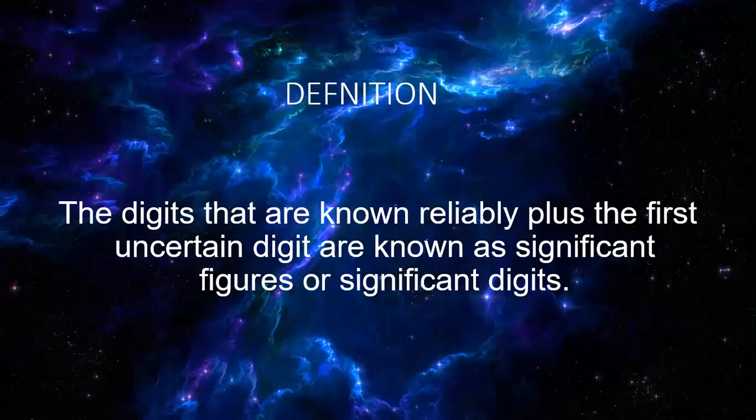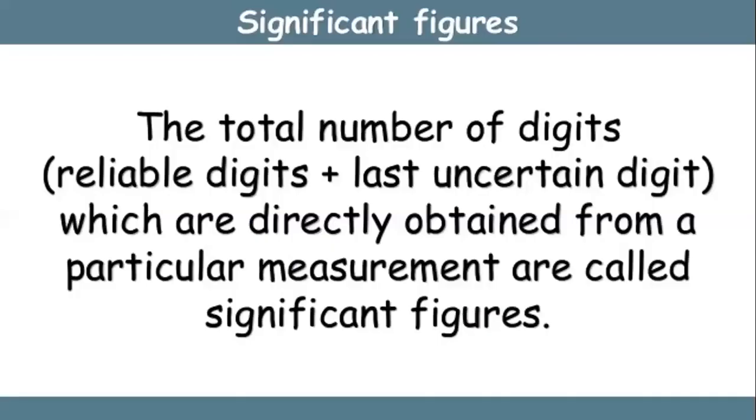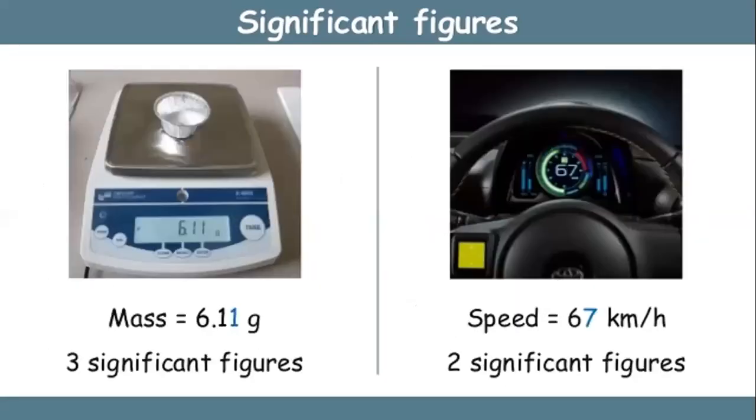Simply, we can say the digits that are known reliably plus the first uncertain digit are known as what? Significant figures or significant digits. That is the total number of digits, the reliable ones and the last uncertain one, which are directly obtained from a particular measurement. We can see it from these diagrams here.